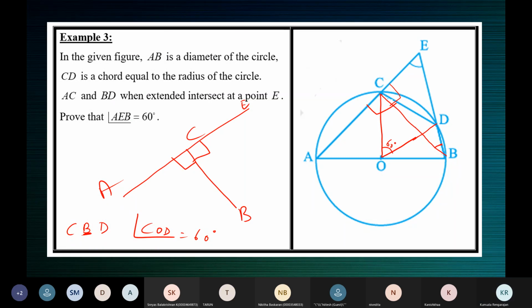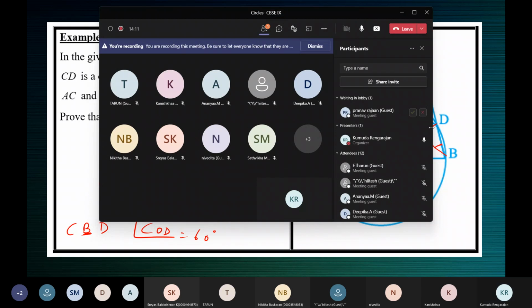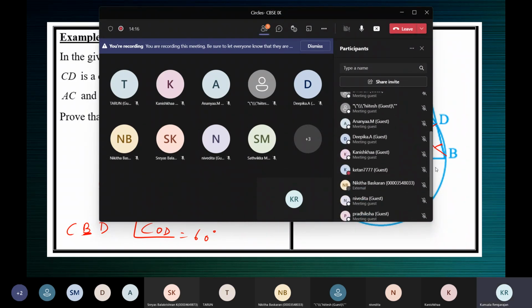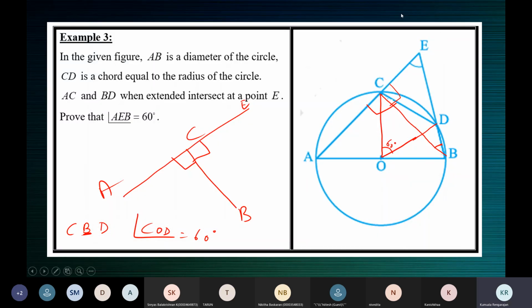Yes. What about the others in the meeting? What is the measure of angle CBD? Hitesh, Ananya, Deepika, Kanishka, Arav, Nikita, Nivedita, Pratiksha, Satvika, Shreyas, Tarun. What is the measure of angle CBD? If COD is 60 degrees, how much is CBD? 60, ma'am.